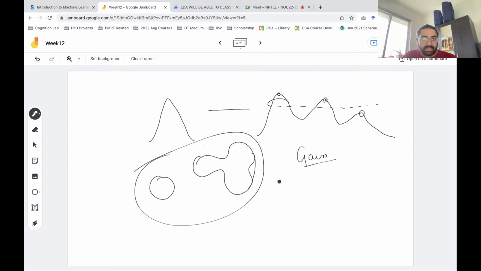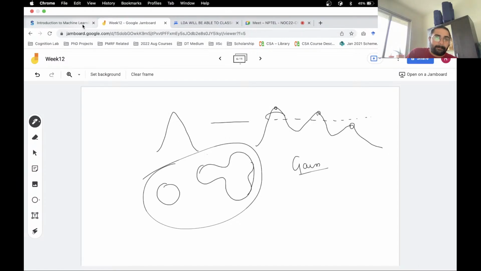Yeah, that's the idea. And basically sir, k means the number of peaks, total number of peaks. Yes, k is the total number of peaks. Yes. Okay sir, thank you.